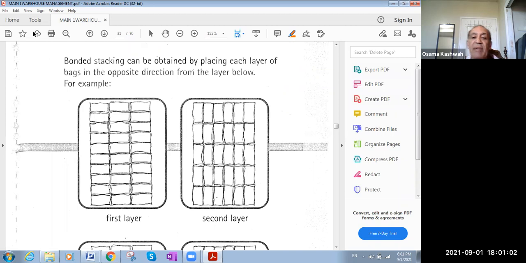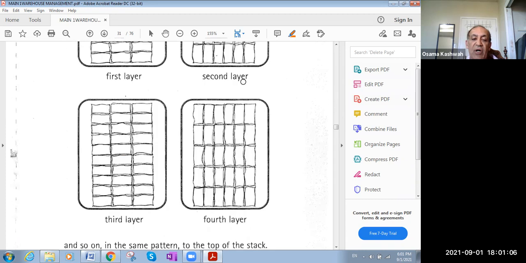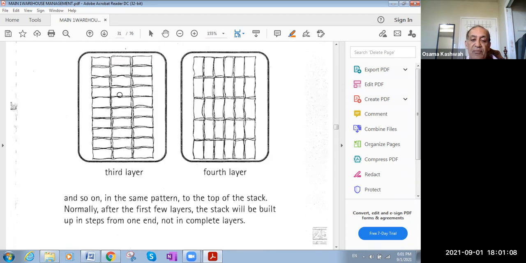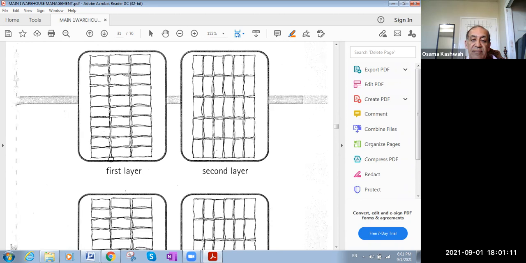So you can bond them. How will you bond them? You can put them opposite to each other. Like this, this is the first layer. It goes that way. Second layer, it goes that way. Look at this.